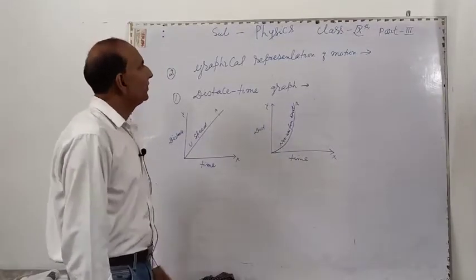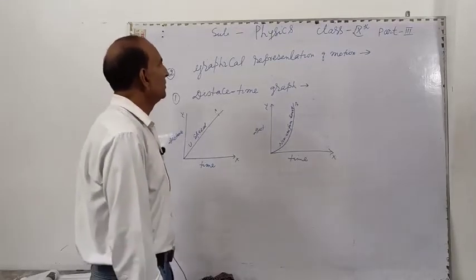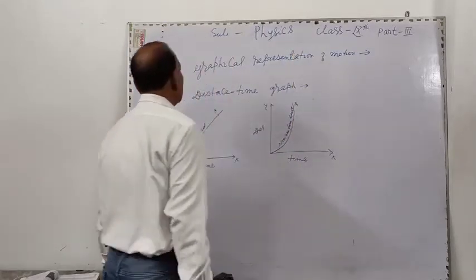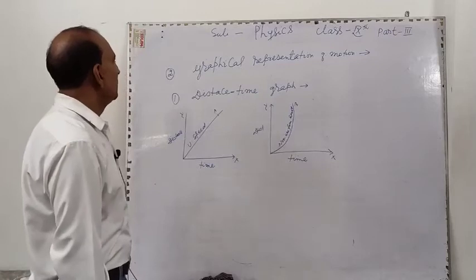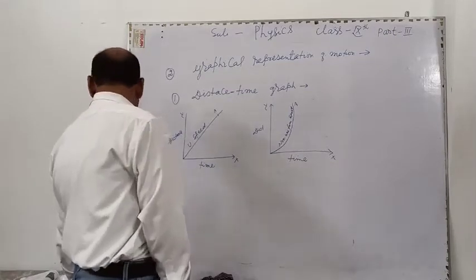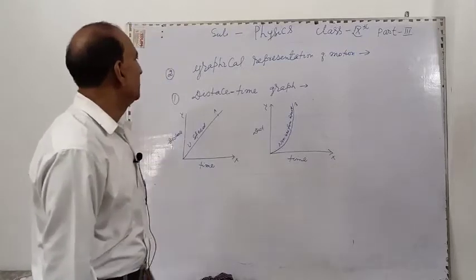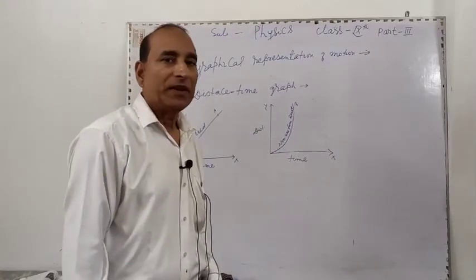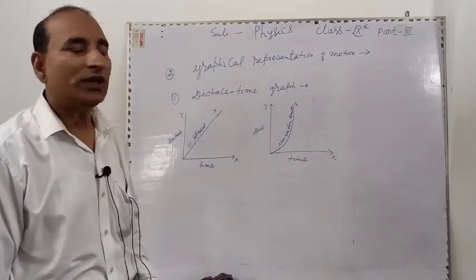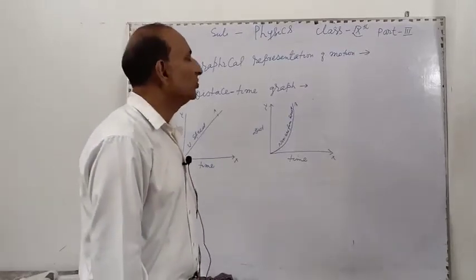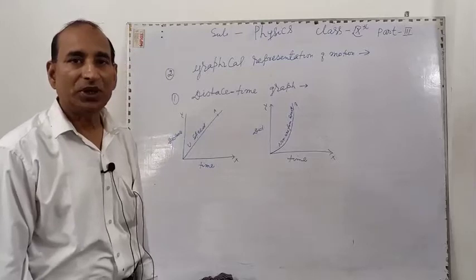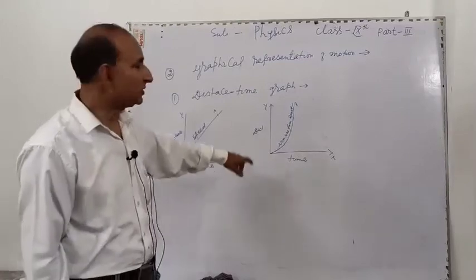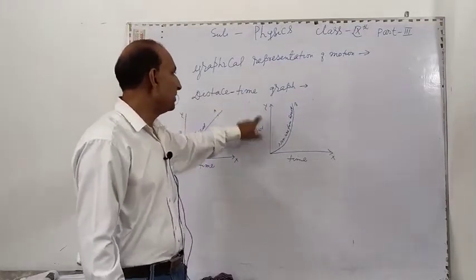Second topic is graphical representation of data, that is motion. Now we will discuss the various types of graphs which are used to calculate acceleration, motion, that is speed, velocity and the distance traveled by a moving object. First, the distance time graph.